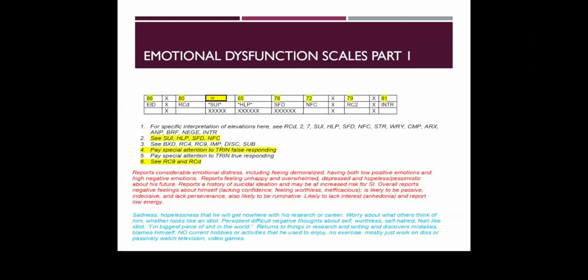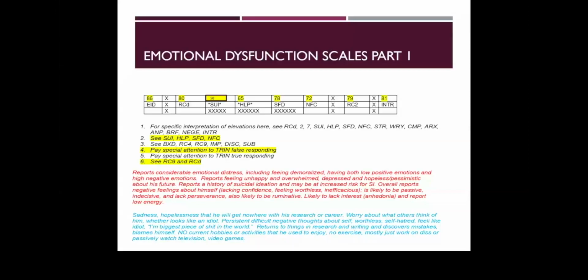And when we look then at the content as well as the empirical correlates, you'll see that in red. So reporting considerable emotional distress, including feeling demoralized, having both low positive emotions and high negative emotions, because we've got D and 2. Reports feeling unhappy and overwhelmed, depressed and hopeless, pessimistic about his future. Reports a history of suicidal ideation and maybe an increase for suicidal ideation. Reports negative feelings about himself, lacking confidence, feeling worthless, inefficacious. Is likely to be passive, indecisive, so now we're in the correlates. Is likely to be passive, indecisive, and lack perseverance, likely to be ruminative, likely to lack interest, anhedonia, and likely to report low energy.